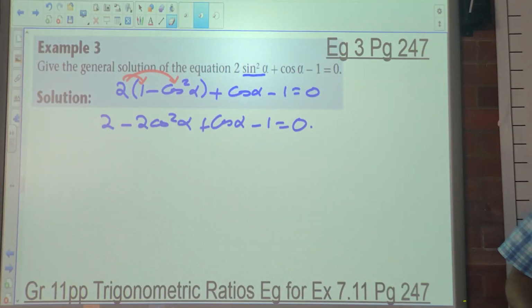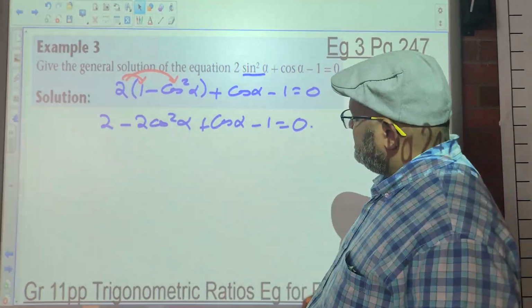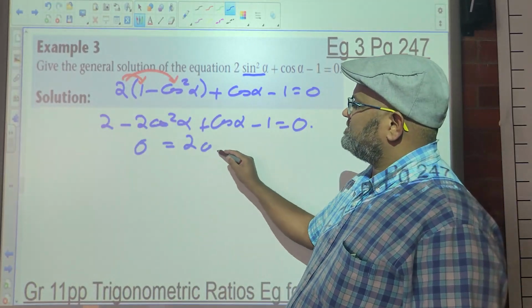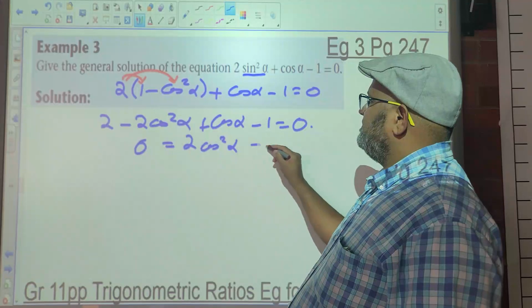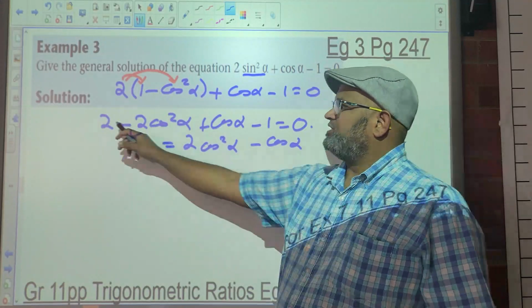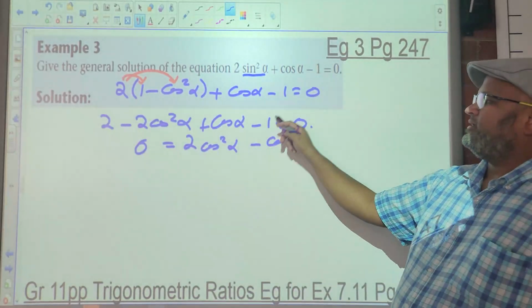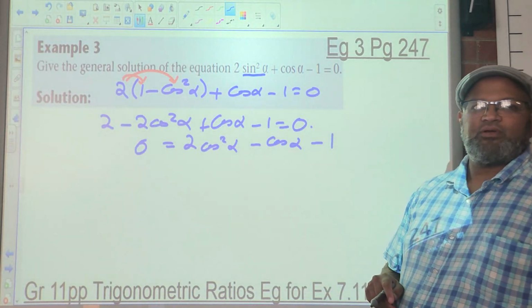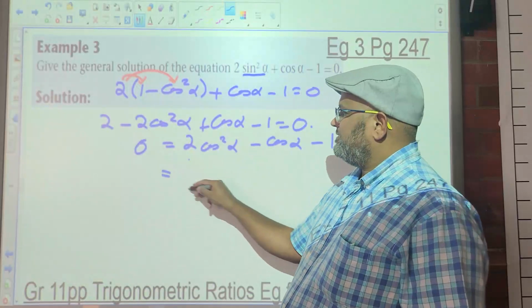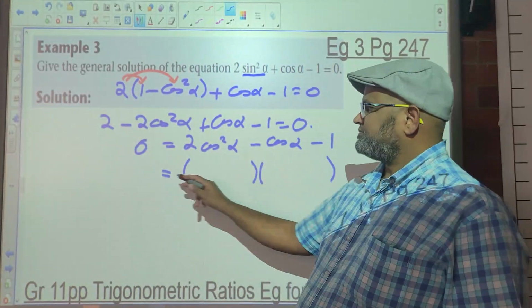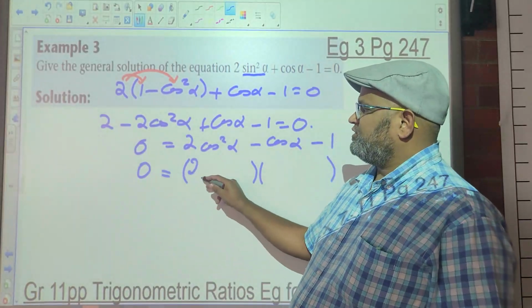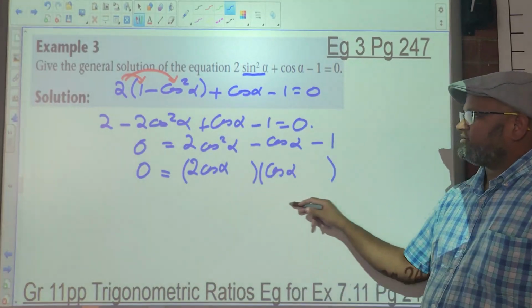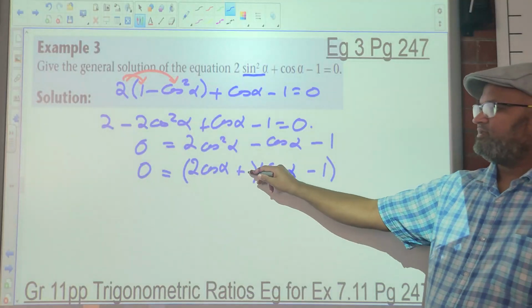Now what do we do? Add like terms. Lay everything to the other side, so 0 becomes positive 2 cos squared alpha minus cos alpha. What is 2 minus 1? Take it over, it becomes minus 1. Okay. Trinomial. That's going to give me 2 cos alpha minus, cos alpha. It must be minus 1 plus 1.